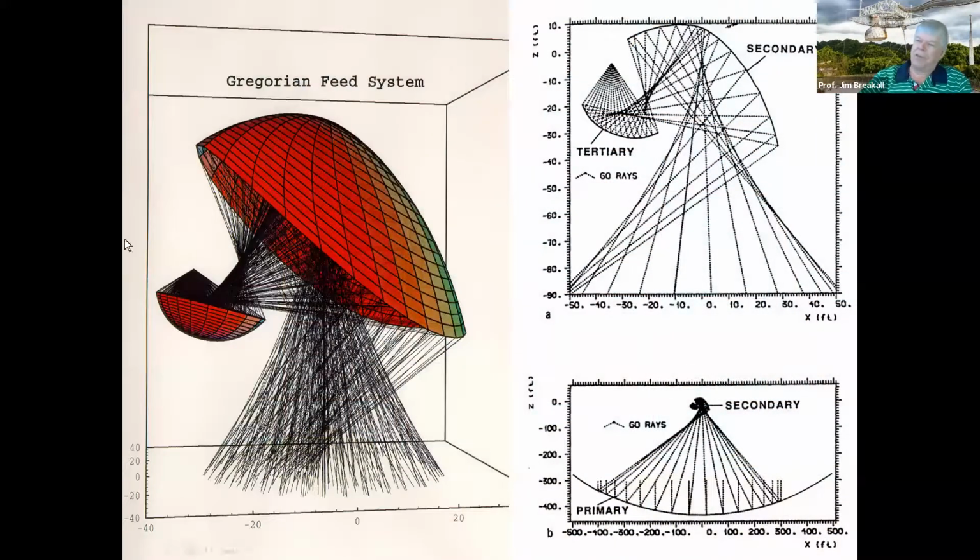Here's the Gregorian system. This was a reflector. It had to be this shape. And then here's another reflector. Basically the rays that are coming from the main dish bounce off this reflector called the secondary. Then they bounce into the tertiary, and they come together at a single point here. So if you could put a standard antenna at this point, then you would have perfect illumination and focusing of the whole system.